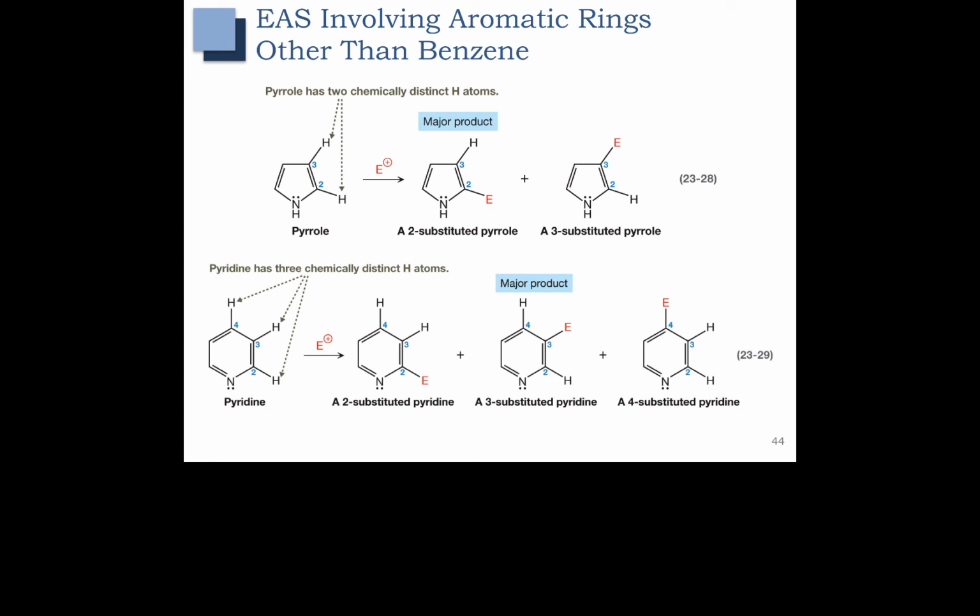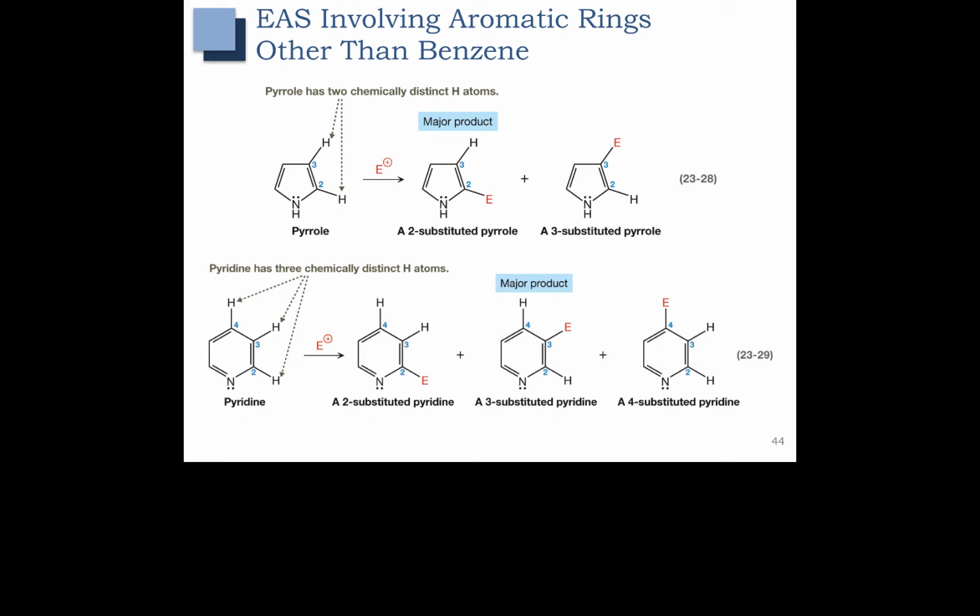In this lecture, we're going to talk about electrophilic aromatic substitution reactions involving rings other than benzene. You can see here that we have a couple of examples with heterocycles. So heterocycles, as you recall, are cyclic compounds that have non-carbon atoms in there. So pyrrole on the left here and pyridine are examples of heterocycles.